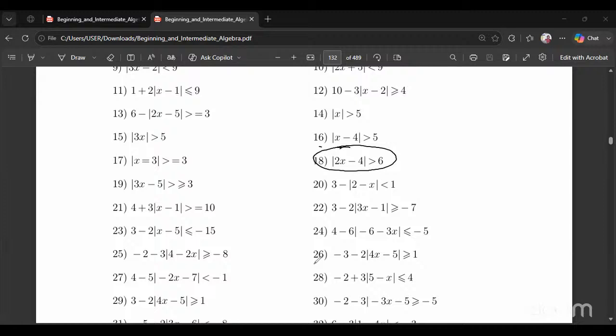Let's do 26. Okay, so this is question 26. We have -3, -2, and we have absolute value. In absolute value, we have 4x minus 5. And we have it to be greater than or equal to 1. Yeah, I think that is the right question.